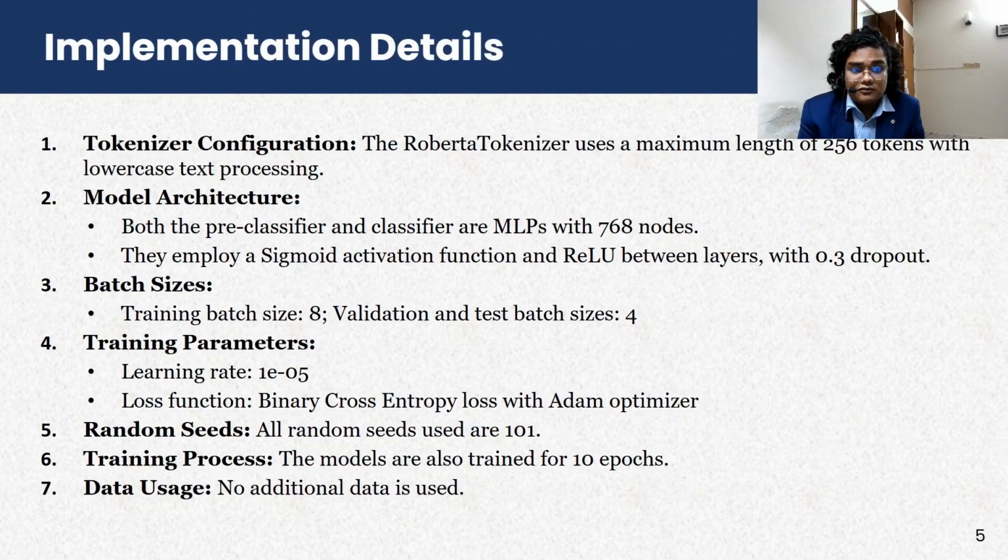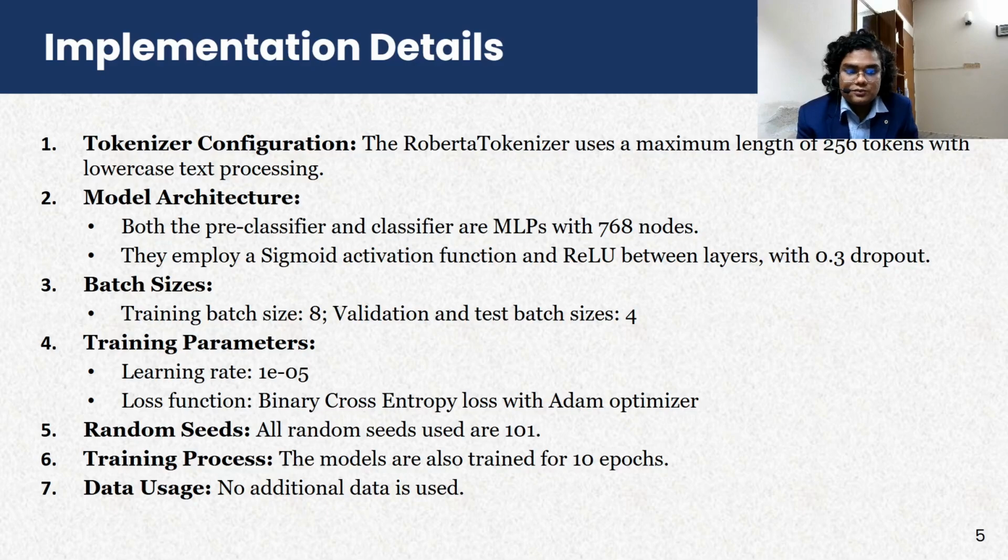For the dense layers for both the pre-classifier and classifier, we use 768 nodes, and we use a sigmoid activation function with 0.3 dropout for our final best performing models. As for batch sizes, we use 8 for the training batch size, and for validation and test, we use 4.